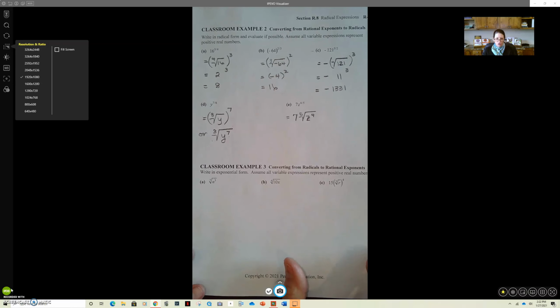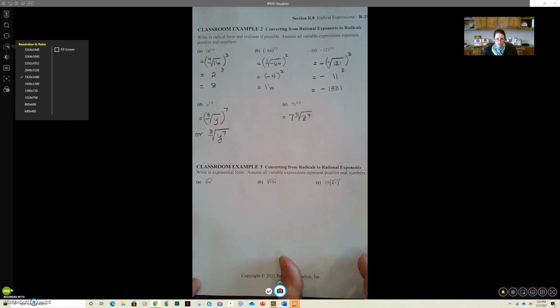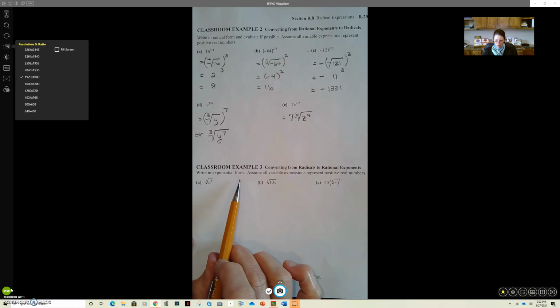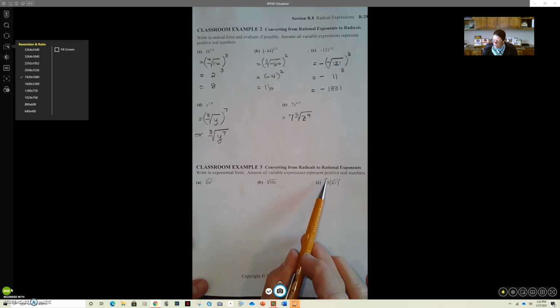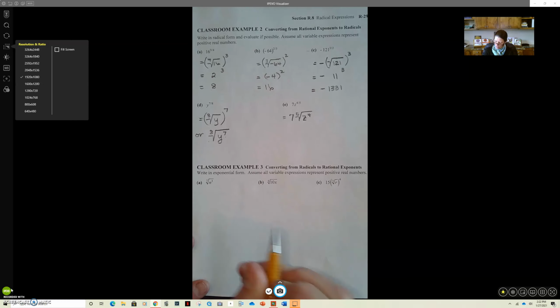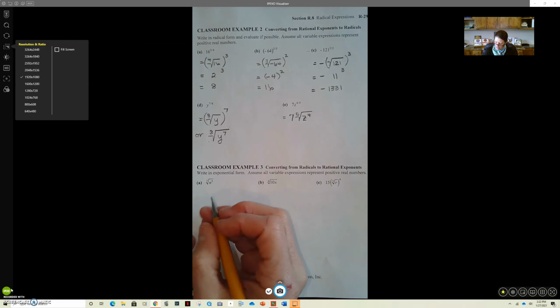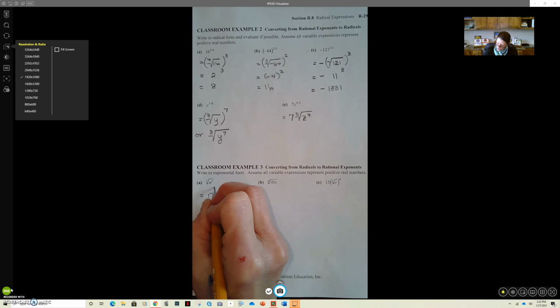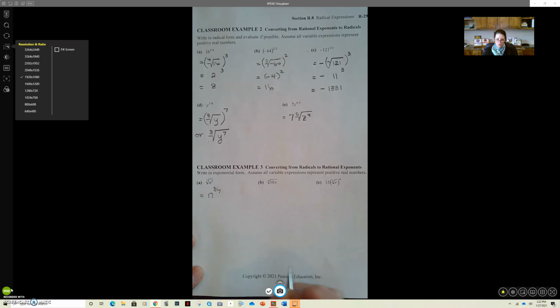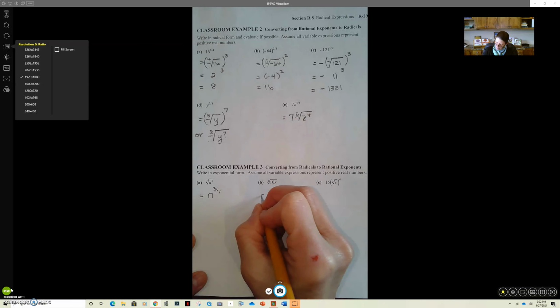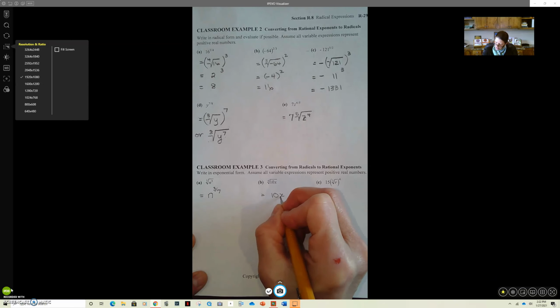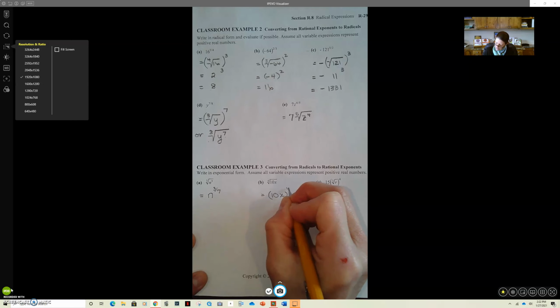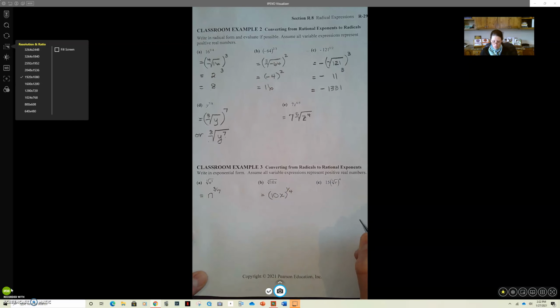Then moving on to example 3, converting from radicals to rational exponents. We're going to write in exponential form. Assume all variable expressions represent positive real numbers. So it's going to turn the process around here. In part A, that is n to the 3/7. In part B, that's 10x, quantity to the 1/4 power.